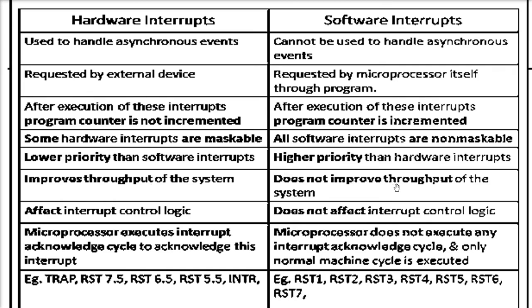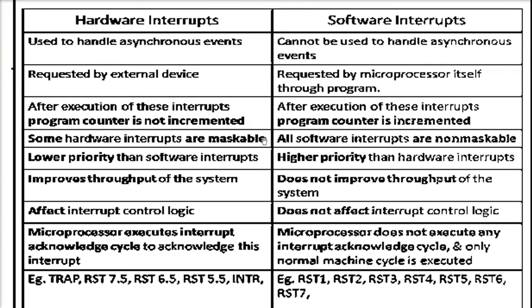The hardware interrupt improves the throughput, because the devices are giving the interrupts. Software interrupts don't improve the throughput, because the microprocessor will be busy handling them again and again. Hardware interrupts affect the interrupt control logic; software interrupts will not. Let me give you examples. TRAP, RST 7.5, 6.5, 5.5 and INTR are all hardware interrupts. RST 1 to 7 are all software interrupts.